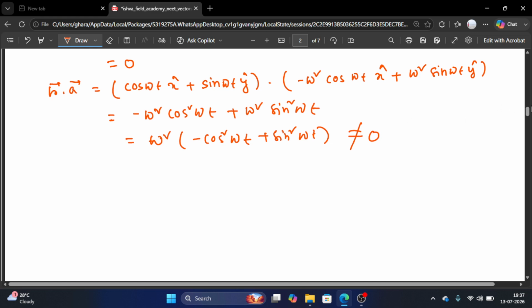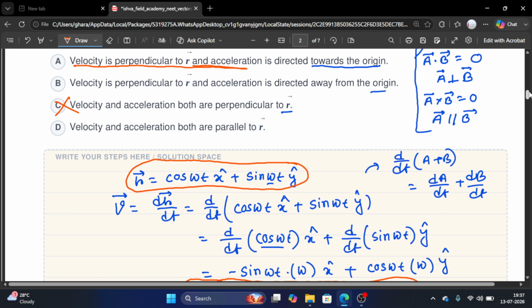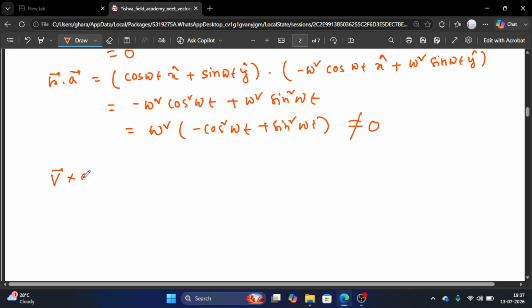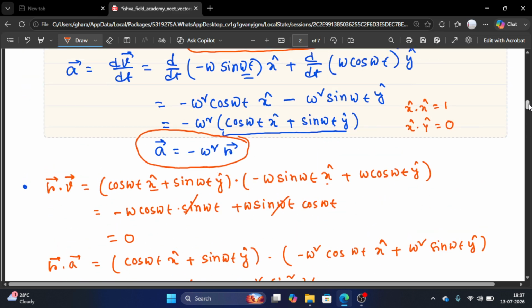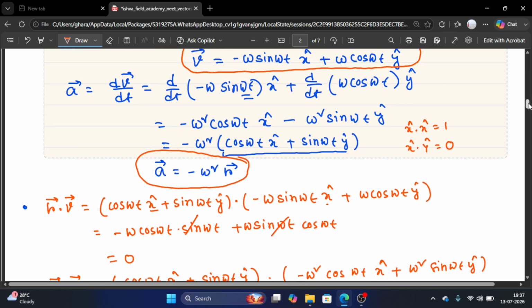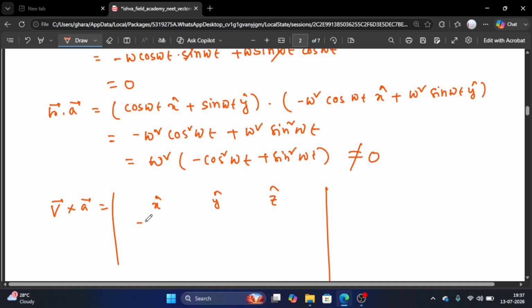A cross B means here also r cross, here also velocity and acceleration, right? Velocity, so v cross A. So just you cross product like that way, x cap, y cap, z cap. First I take v. So v means minus omega sine omega t.